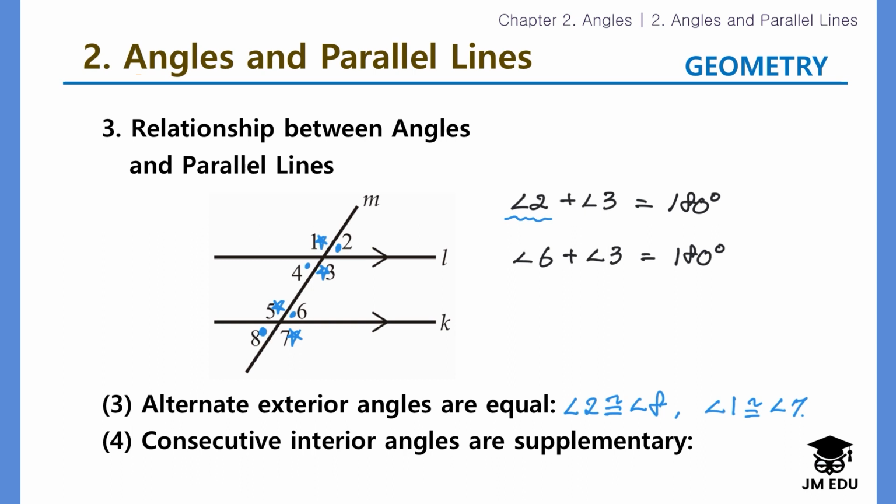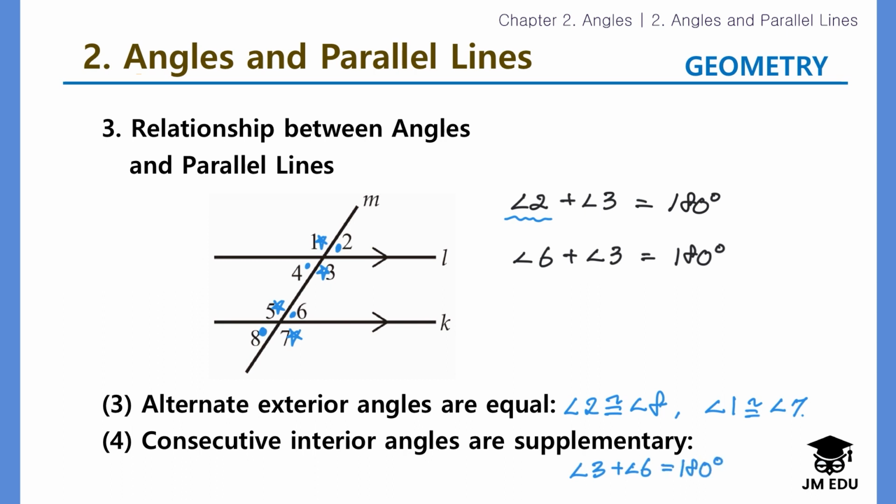And these two angles, 6 and 3, or 3 and 6, these two angles are consecutive interior angles, right? So the sum of these two angles is 180 degrees. Then we can say that angle 3 is a supplement of angle 6, or angle 6 is a supplement of angle 3, right? So let's write angle 3 plus angle 6 is equal to 180 degrees.